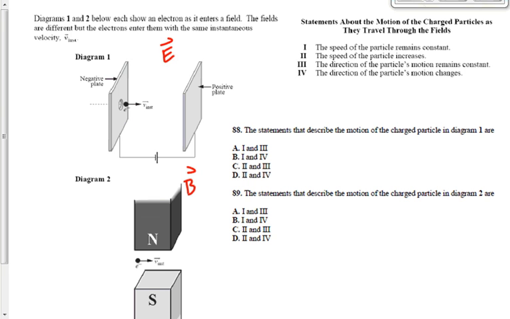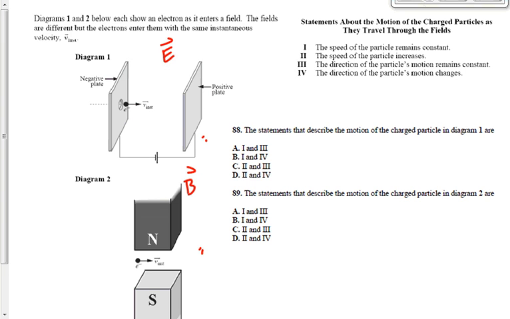Okay, we know we're dealing with 2 different fields. They tell us that, and we know that if we look at it closely, we're dealing with an electric and a magnetic field. Now, we've got 4 observations here, 4 statements about the motion of the charged particles as they travel through the fields. 4 statements, 1, 2, 3, and 4. Number 1, the speed of the particle remains constant. Let's take a look at both of these things here.